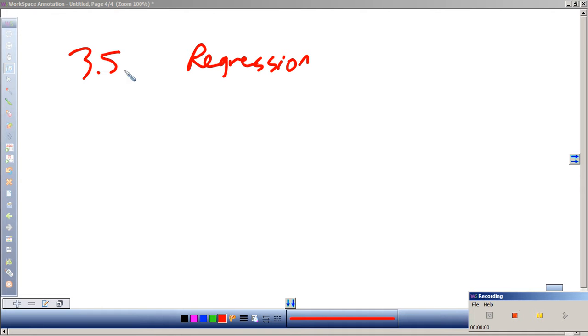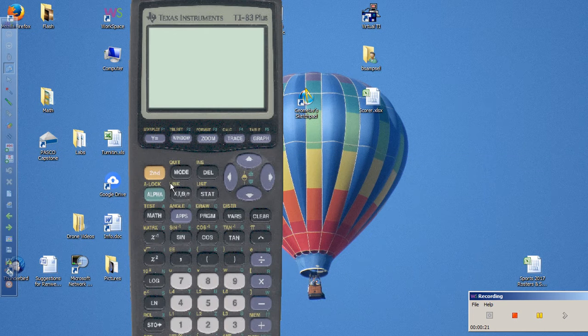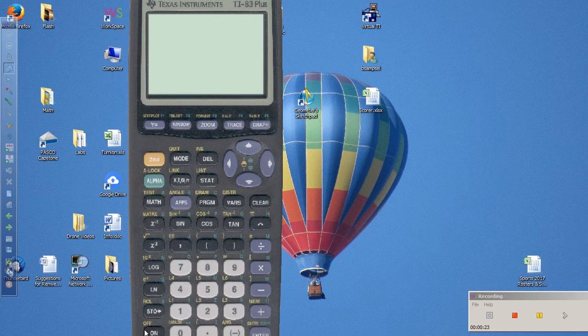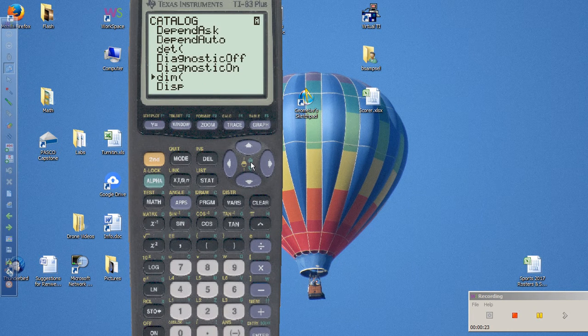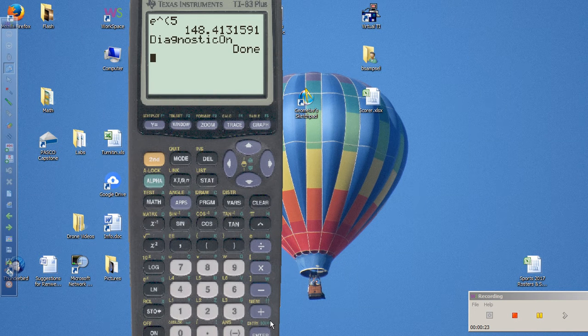In order to do that, it's very useful to have it on. You're going to have your calculator. Go to catalog, which is right here. You hit yellow and then this. Hit D, the green D, and it jumps directly to the D's. Scroll down until you see diagnostic on. Push enter, enter, and done.